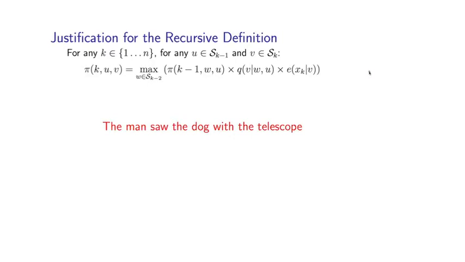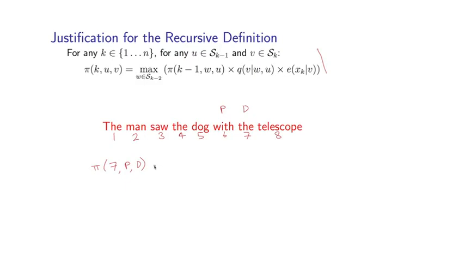Okay, so to justify this recursive definition, I'm going to use an example. So we'll use this sentence we've seen before. And let's see how we can calculate the value for pi 7 PD. So recall, this is going to be the highest probability for any tag sequence ending in tags P and D at positions 6 and 7.